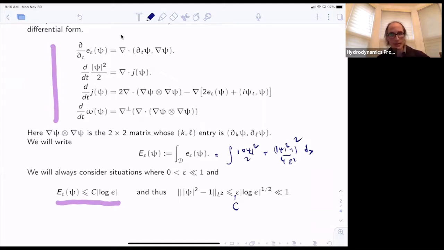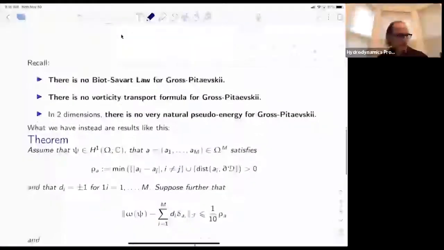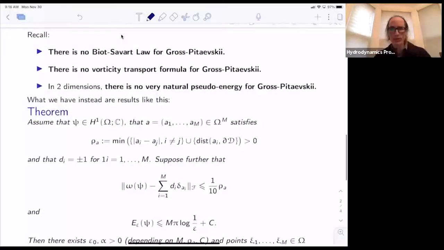Okay, so let's move on. So we're proving an analog of theorems that we proved earlier, and there we really used the Biot-Savart formula. We used the vorticity transport formula, we used the pseudo energy. The reason I'm considering a bounded domain in R2 is because I want the energy to be finite. So I don't want to consider all of R2 as I did before. Okay, and so essentially all the tools we had before are missing. What will we use instead?